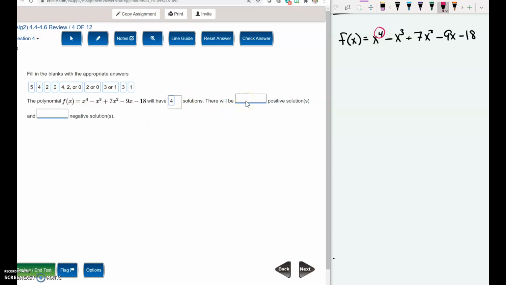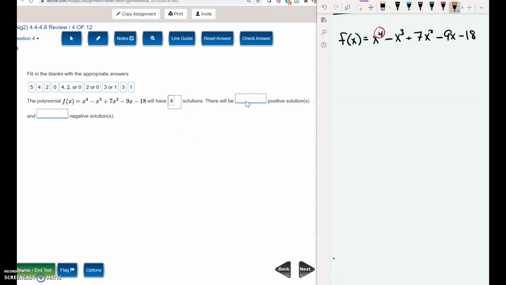For positive and negative solutions, you need to look at the number of times that the sign changes. So this first term is positive. We always start positive. This next term is negative. That's a change. That changes from positive to negative. The next term is positive. Again, that's a change. We were negative. Now we just changed to positive. And this next term is negative. That again is a change. But then we stay negative for the last term. So there are 3 sign changes. That means there's going to be 3 or 1 positive solutions.